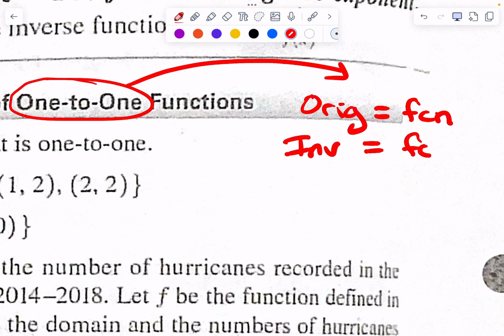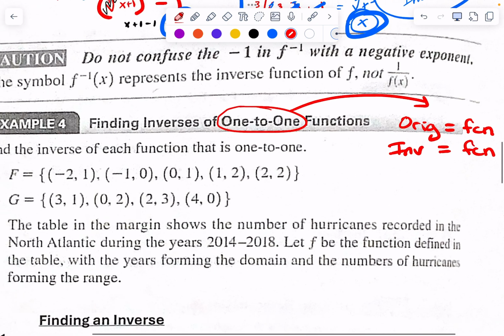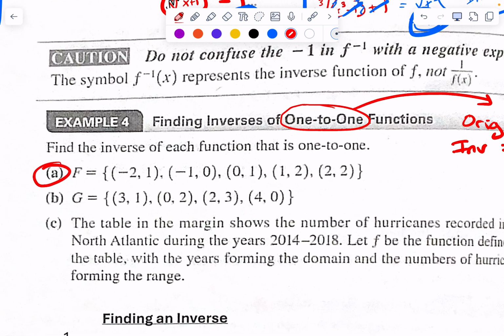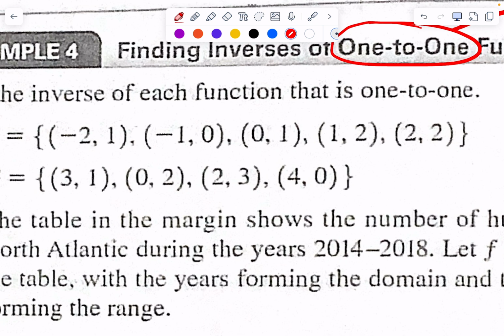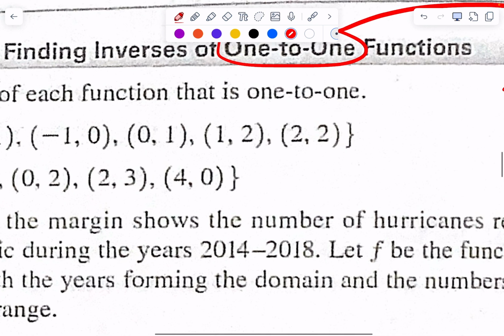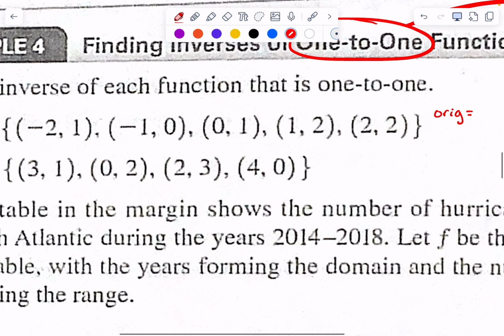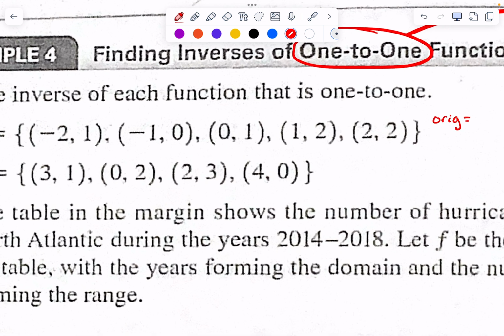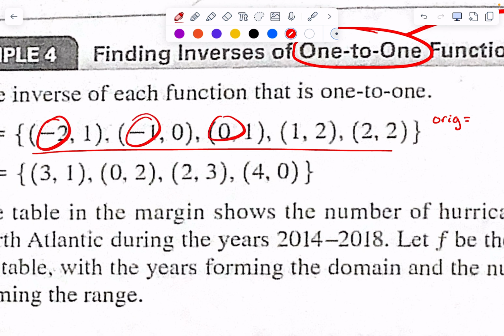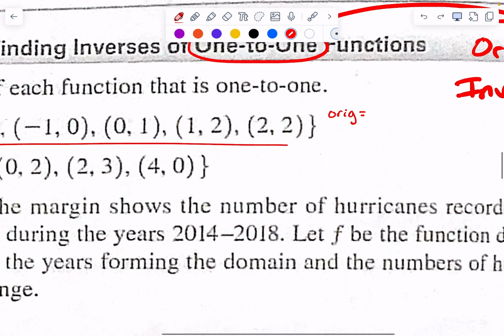So if you have something like part A, and we want to tell whether it's a one-to-one function, you look and say, is the original a function? How do I tell whether the original is a function? When it's ordered pairs, the x's don't repeat. So -2, -1, 0, 1, 2, the x's don't repeat. So this original is a function, yes.